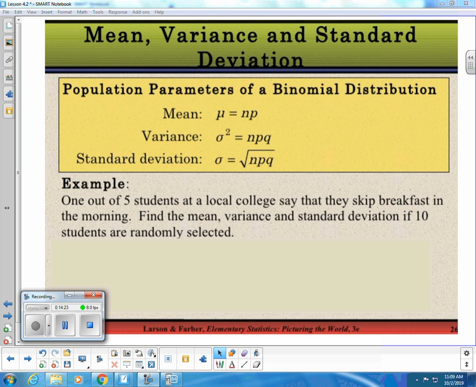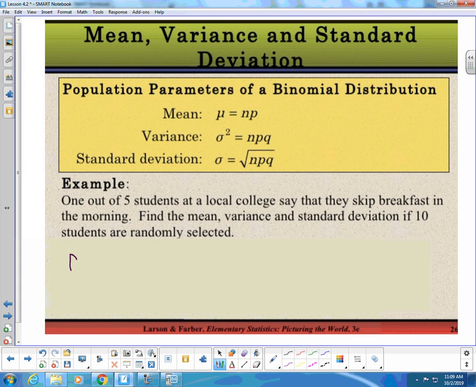Okay. So very easy. 1 out of 5 students at a local college say they skip breakfast, so that's the P. Find the mean, standard deviation, and variance if 10 students are randomly selected. So our N is 10. What's our Q? 4/5. So our mean is just N times P. How many do you expect to answer yes? 1/5 times 10 is 2.